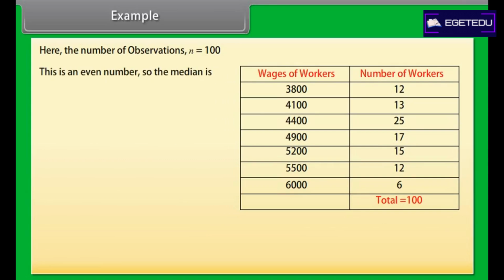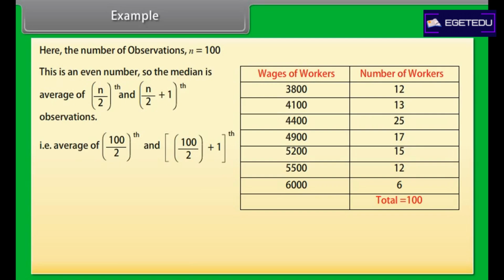This is an even number, so the median is the average of the n by 2th and n by 2 plus 1th observations. That is the average of the 100 by 2th and 100 by 2 plus 1th observations. That is the average of the 50th and 51st observations.